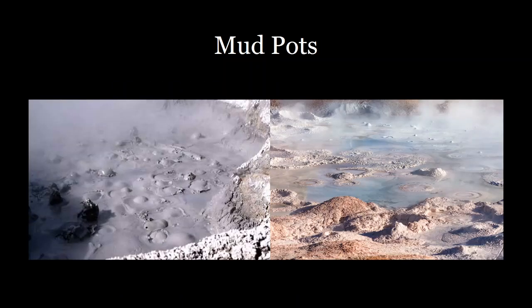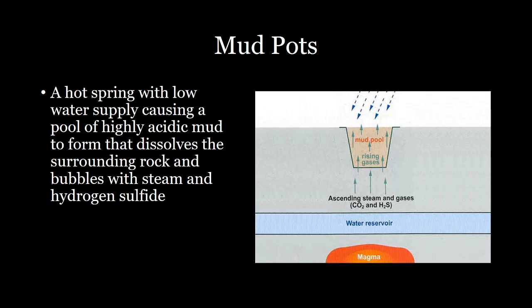And then next, we'll talk about mud pots. So mud pots are also a very interesting geothermal feature. They're when a hot spring has a low water supply. And so instead of flowing out as water, it's only able to produce this pool of mud. Additionally, mud pots have ascending gases just like fumaroles do. And as these gases flow into this mud pool, it bubbles up and releases these gases.